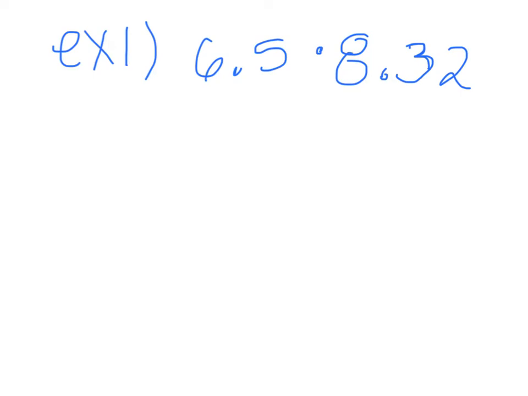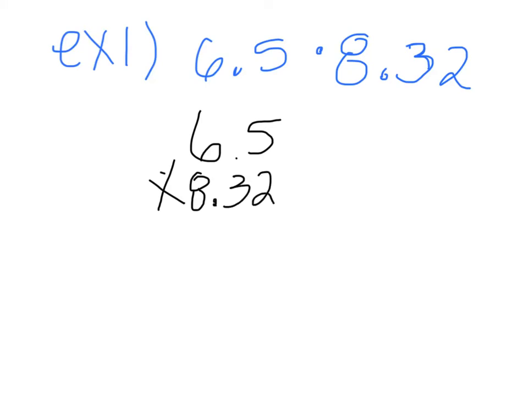So let's look at our first example. So we have 6 and 5 tenths multiplied by 8 and 32 hundredths. So we're going to line it up. So we're going to have 6 and 5 tenths times 8 and 32 hundredths. Notice how my last two are lined up. So now I'm going to multiply.